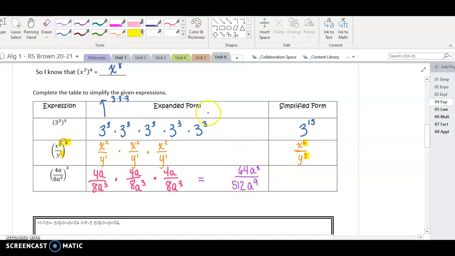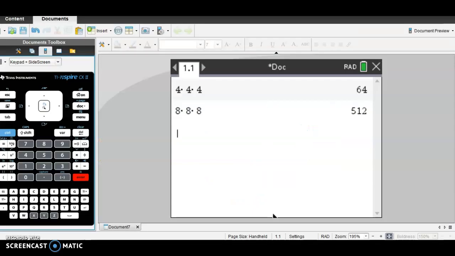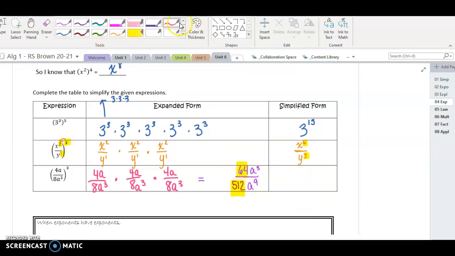Ooh, my calculator will help me with this right here. It's going to help me with that 64 over 512. Let's go to our calculator again. I'm going to do control divide. 64 divided by 512. If you hit enter, it simplifies it for you. That is 1 over 8. Okay? All right, so I have 1 over 8. All right. And I have A over 3 and A over 9 here.